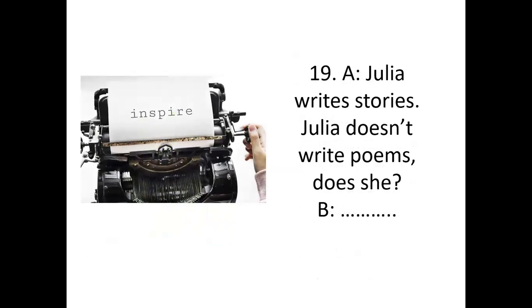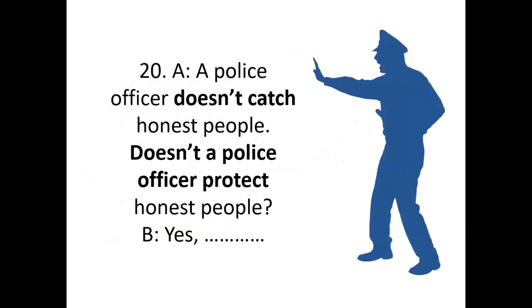Julia writes stories because she is a story writer. Julia writes stories. Julia doesn't write poems. Does she? No, she doesn't. No, she doesn't write poems. She writes stories. She writes children stories. 20. A police officer doesn't catch honest people. Doesn't a police officer protect honest people? Yes, of course. He or she protects honest people. A police officer protects honest people.